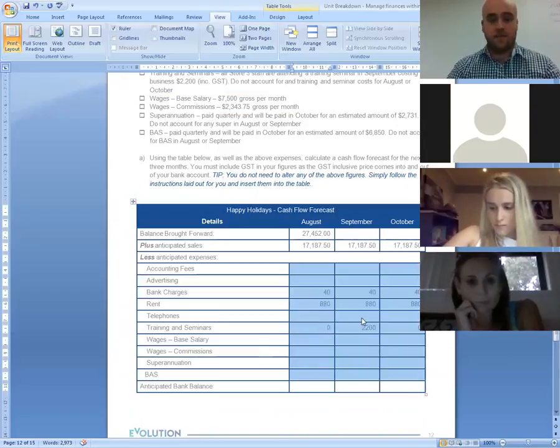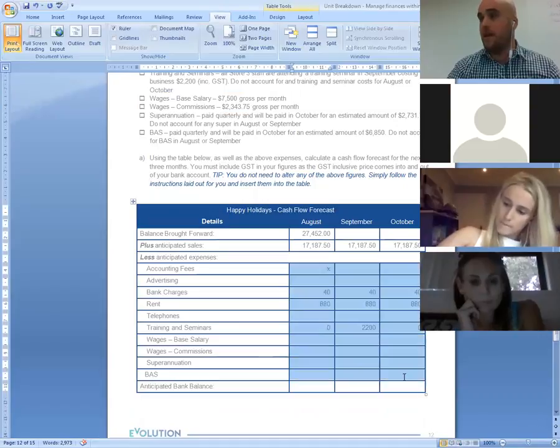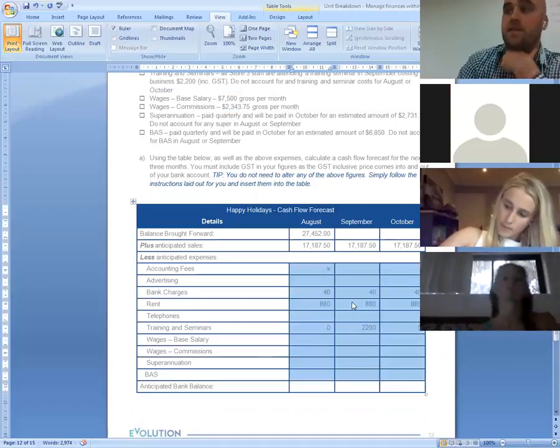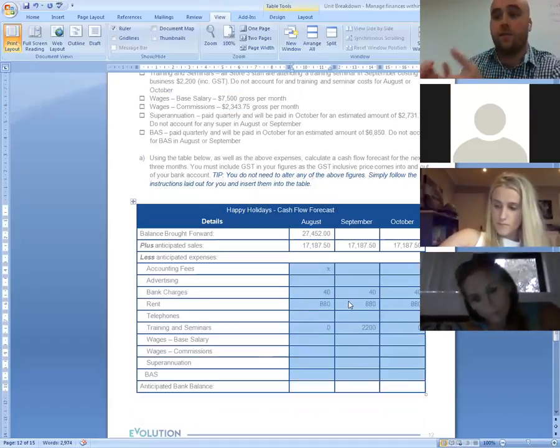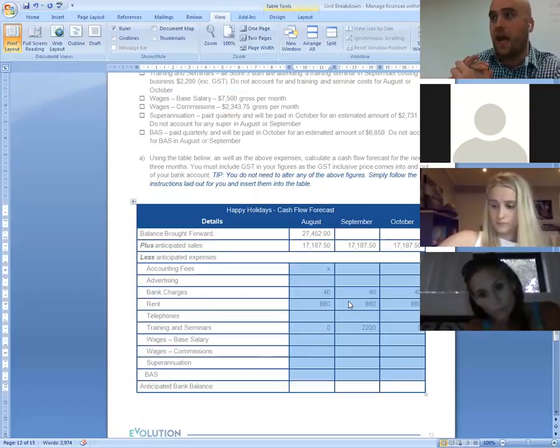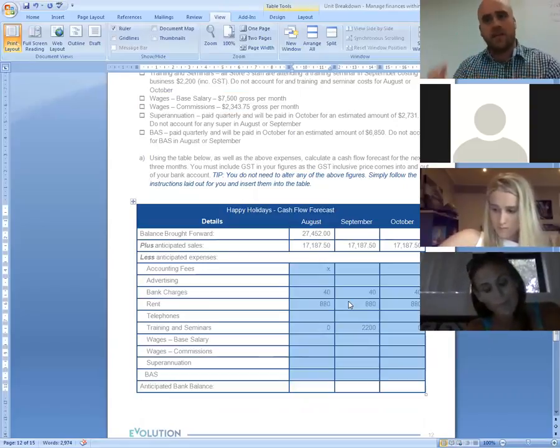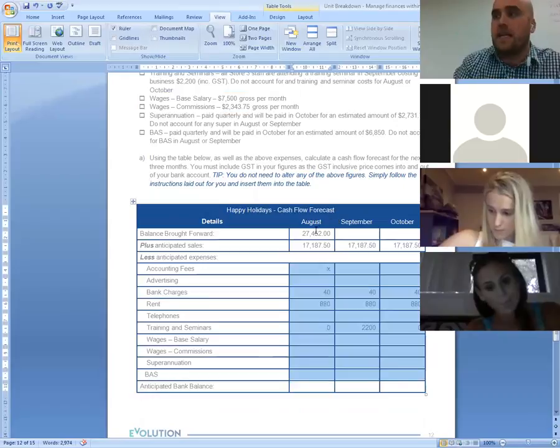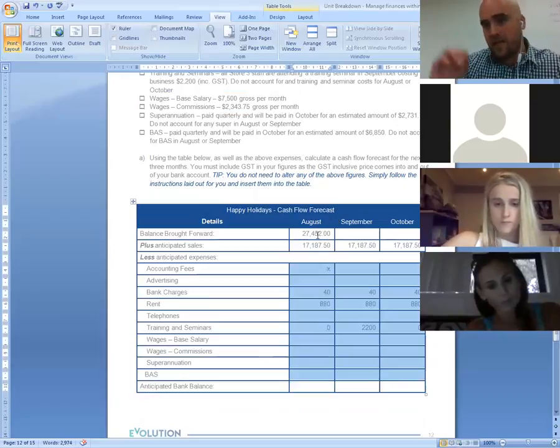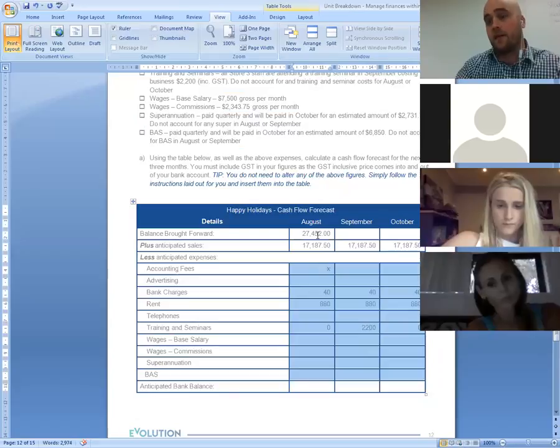Now, the trick here, once you've got all this filled in, you're going to have everything up to here filled in. So we're doing a cash flow forecast here. So this is, for lack of a better word, a running document. You'll be taking the balance from the previous month, this one here, adding the sales for the month, and then taking away all the expenses to find out how much money you'll still have at the end of the month.